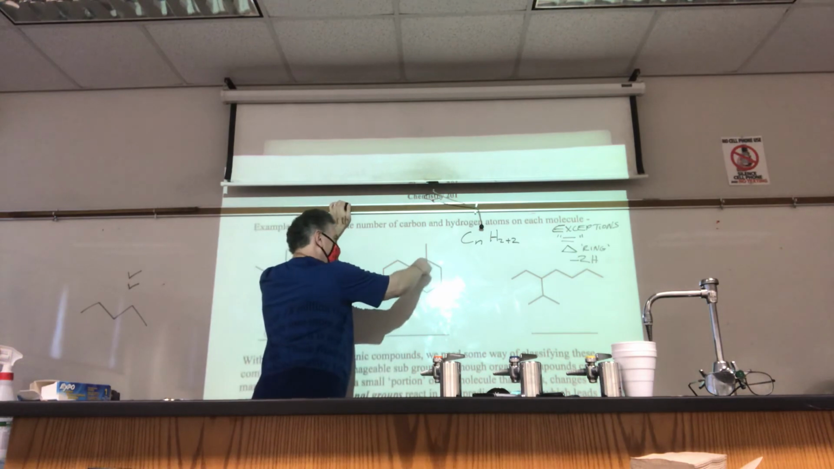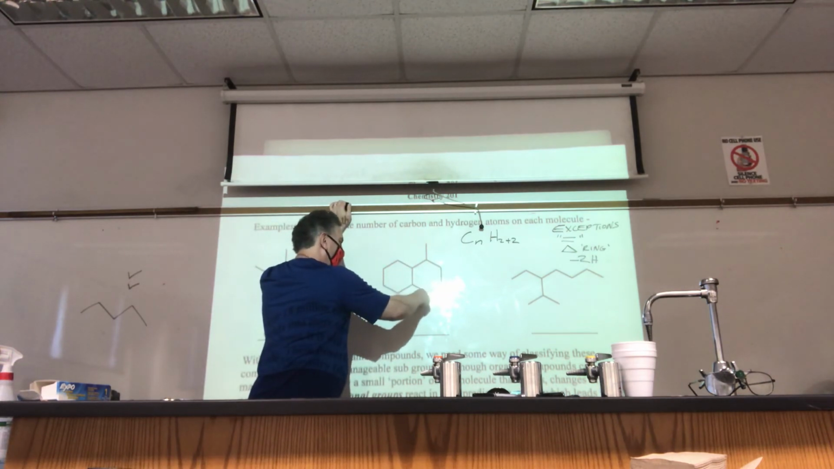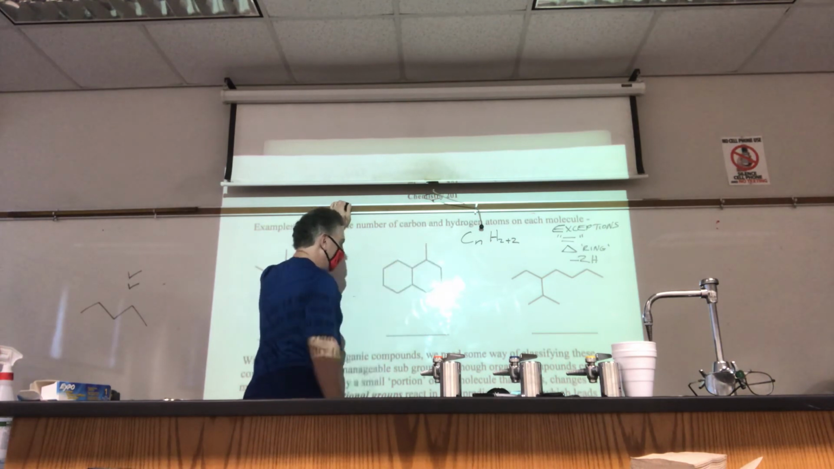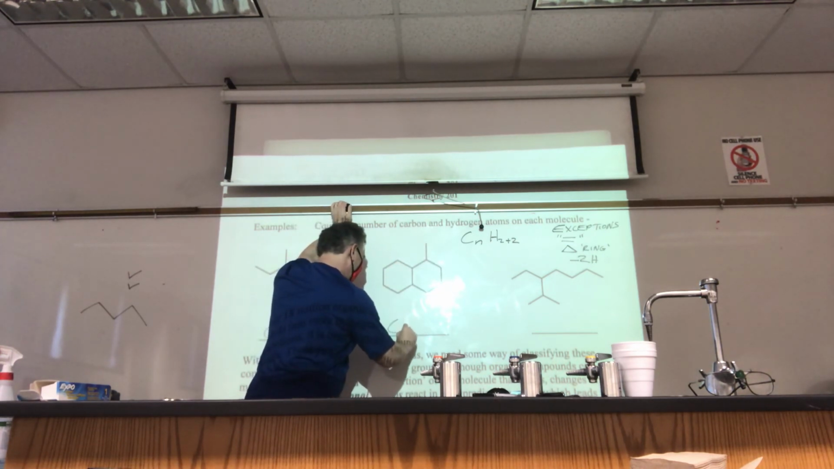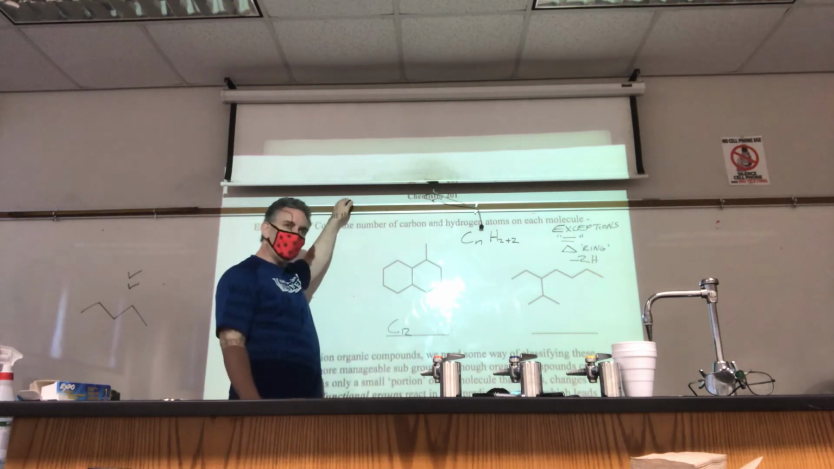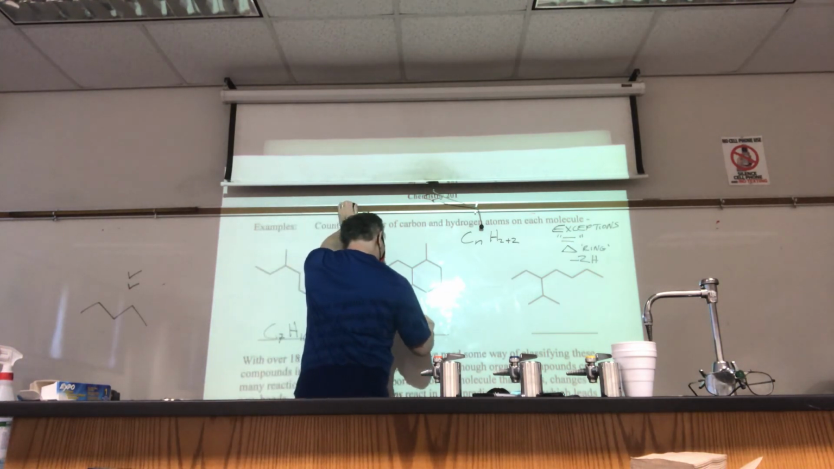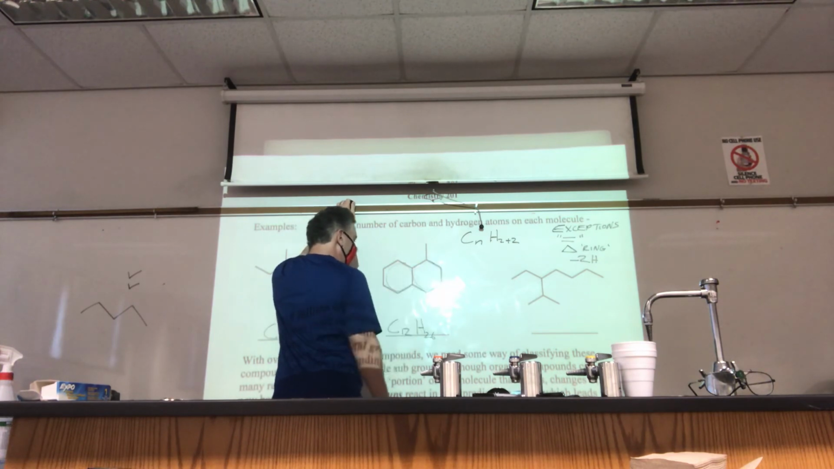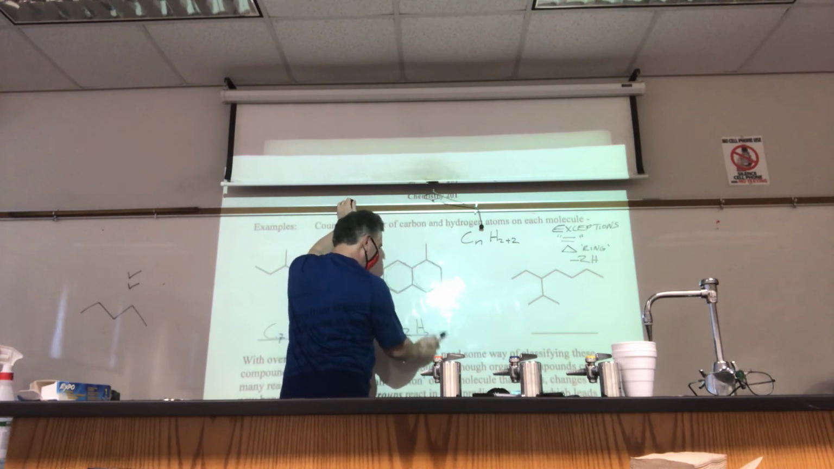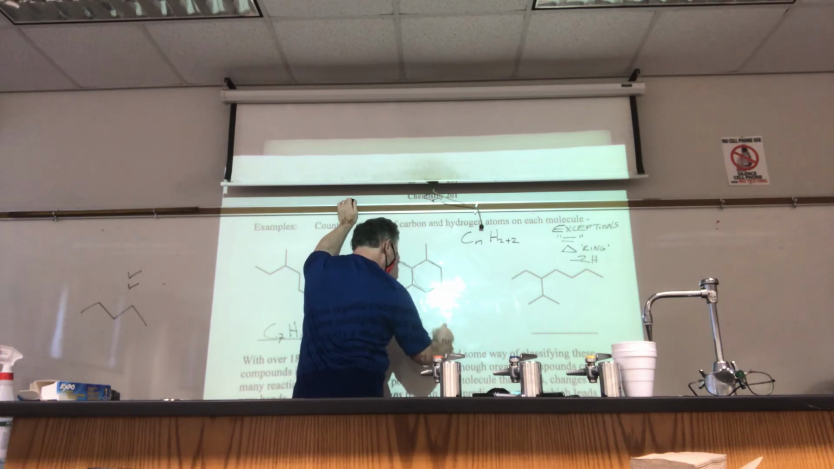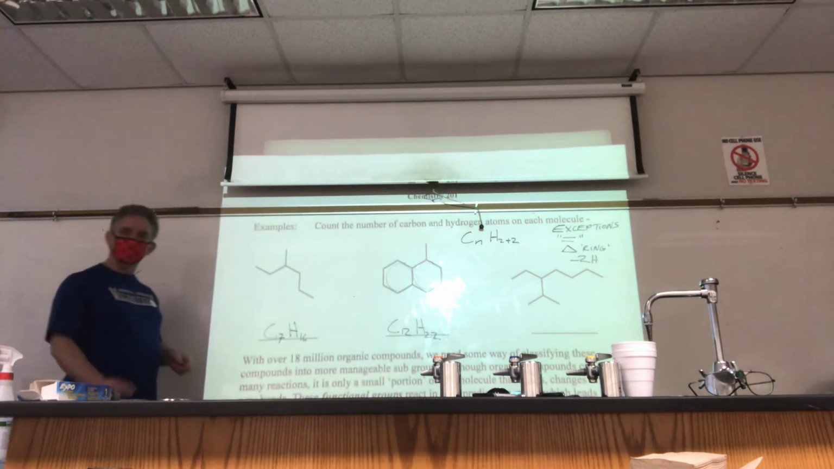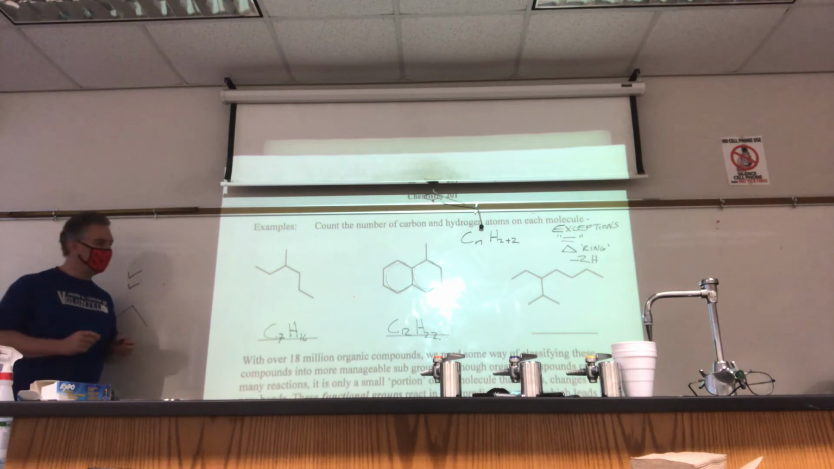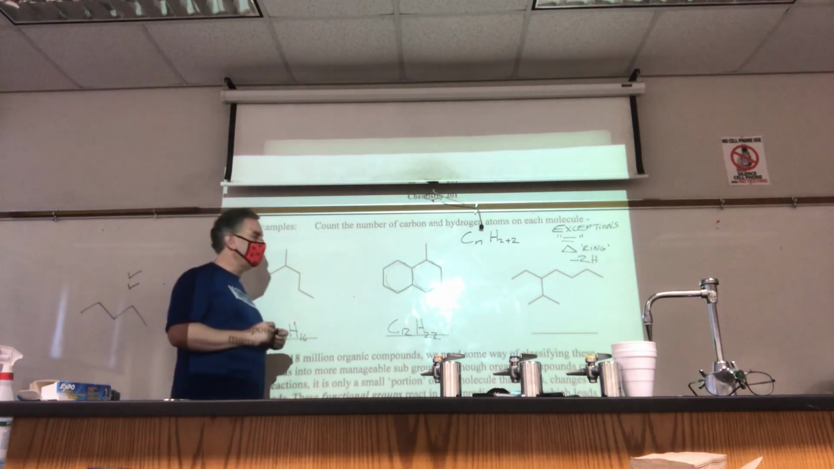Second one, start from here, 1, 2, 3, 4, 5, 6, 7, 8, 9, 10, 11, 12 carbons. Normally, we would expect 2n plus 2, which would make 26. However, we've got a ring here and a ring here, so we have to subtract 4 from that count. Every ring, subtract 2 from the hydrogen count you would expect for a saturated hydrocarbon.